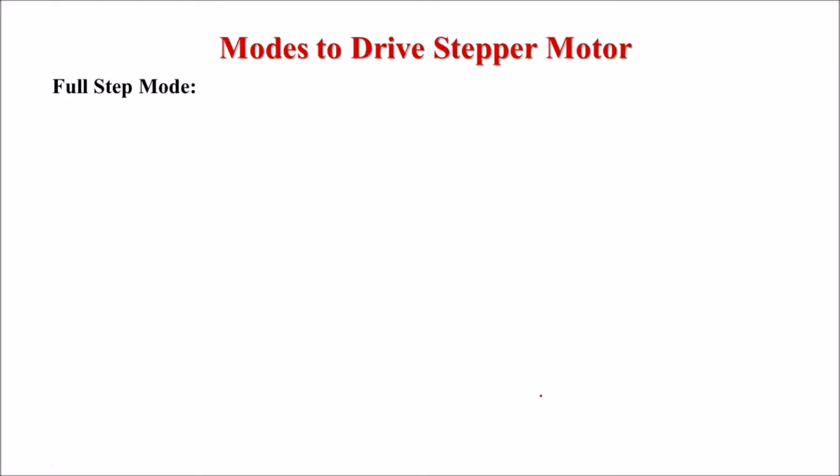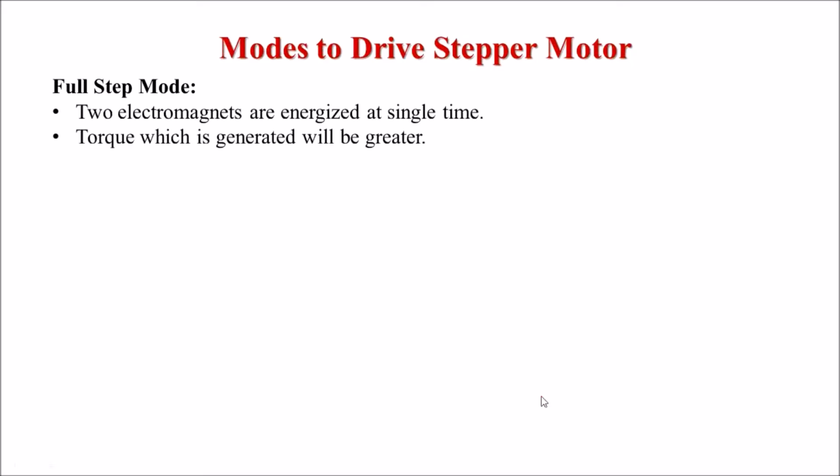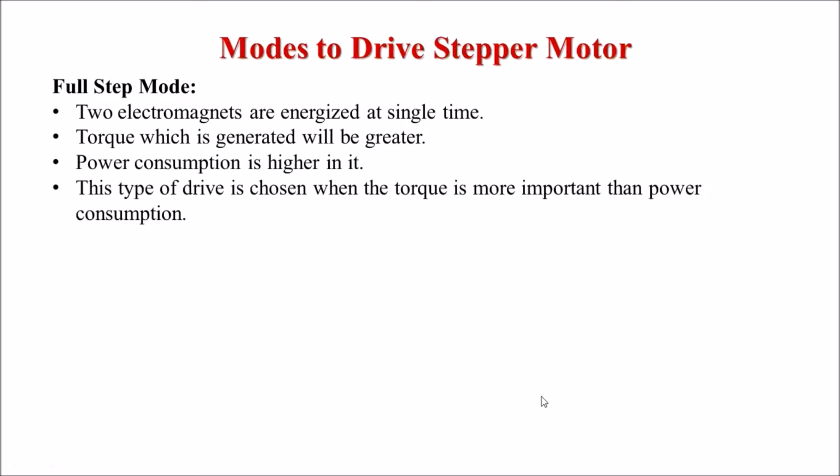There are two different modes to drive a stepper motor. The first is full step mode. In full step mode, 2 electromagnets are energized at a single time. So the torque generated in this mode will be greater. Power consumption is higher in it because we are exciting 2 coils at a time. This type of mode is chosen when torque is more important than power consumption.